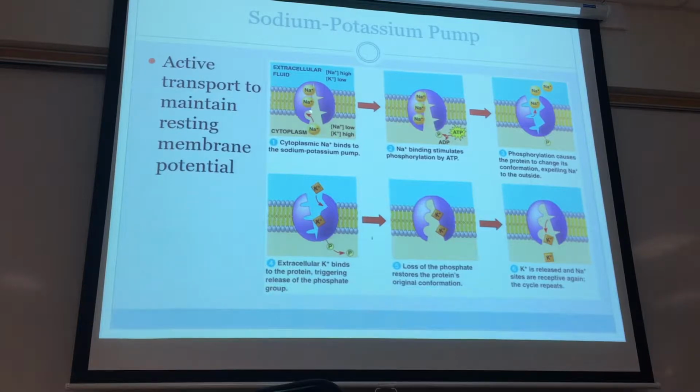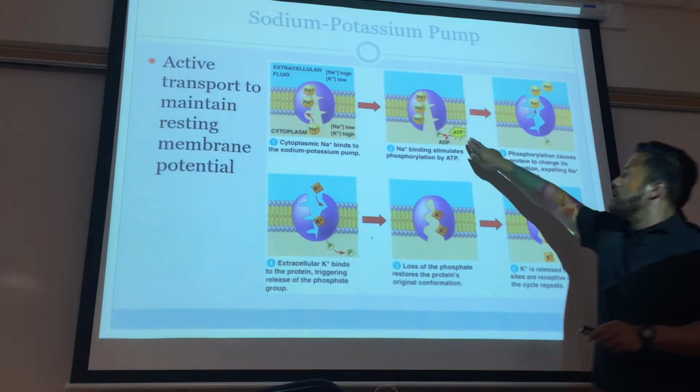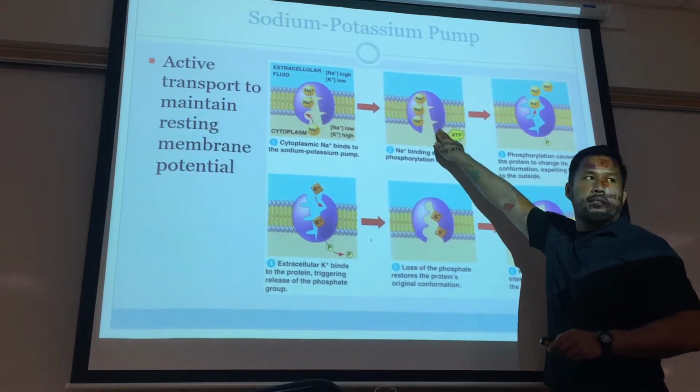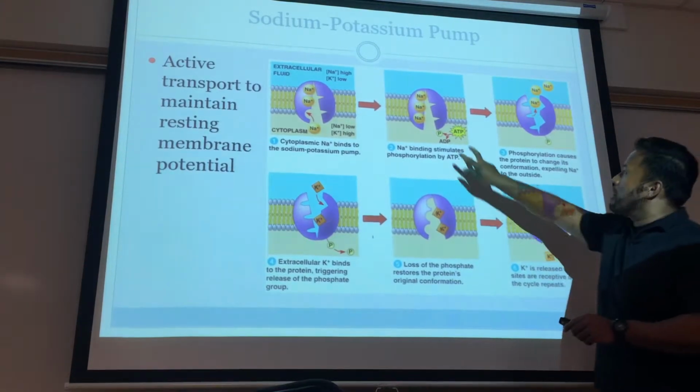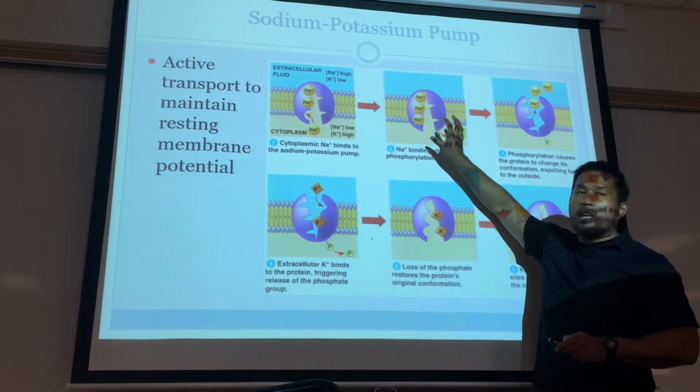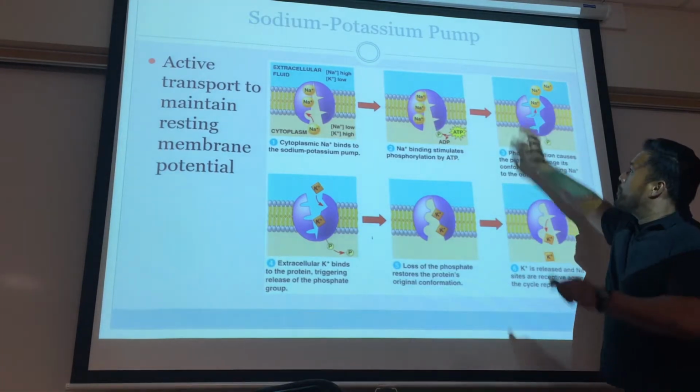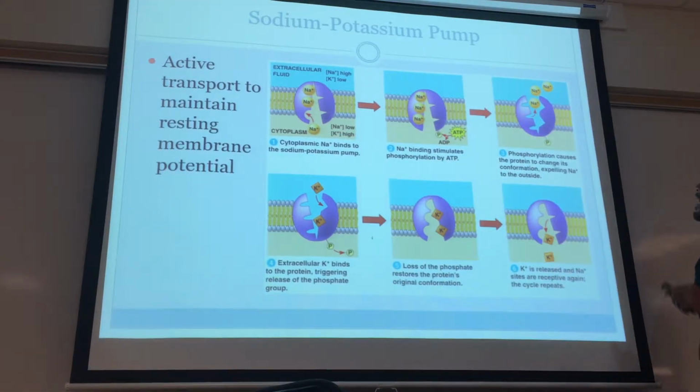Okay? And once those 3 sodium ions bind, you'll see that will stimulate the ATP to come phosphorylate that entire pump. And what that's going to do is cause a conformational change in this pump that opens up onto the extracellular side and forces those sodium ions out. So that phosphorylation is the activation of this pump.